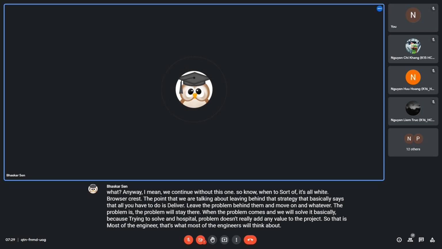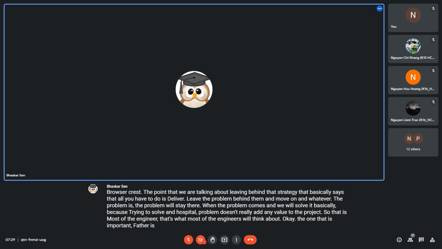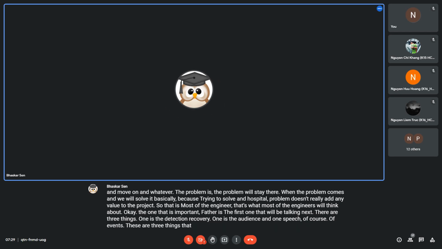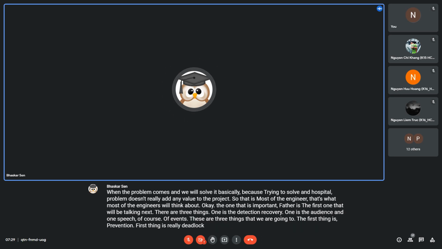Okay. The one that is important, however, is the first one that we'll be talking about next. There are three things. One is detection and recovery, one is avoidance, and one is, of course, prevention. These are the three things that we are going to talk about. So the first thing is deadlock detection and recovery.